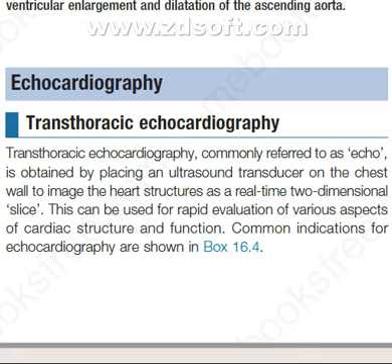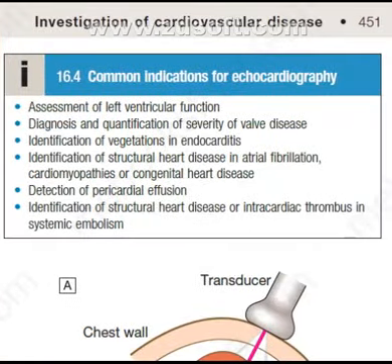Common indications for echocardiography are shown in box 16.4. These are the common indications for echocardiography: assessment of left ventricular function, diagnosis and quantification of severity of valve disease, identification of vegetations in endocarditis, identification of structural heart disease in atrial fibrillation, cardiomyopathies, or congenital heart disease, detection of pericardial effusion, identification of structural heart disease or intracardiac thrombus in systemic embolism.